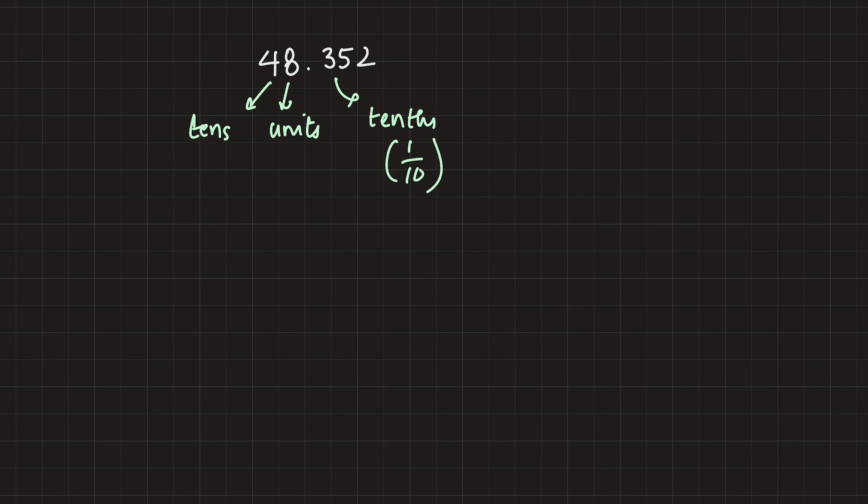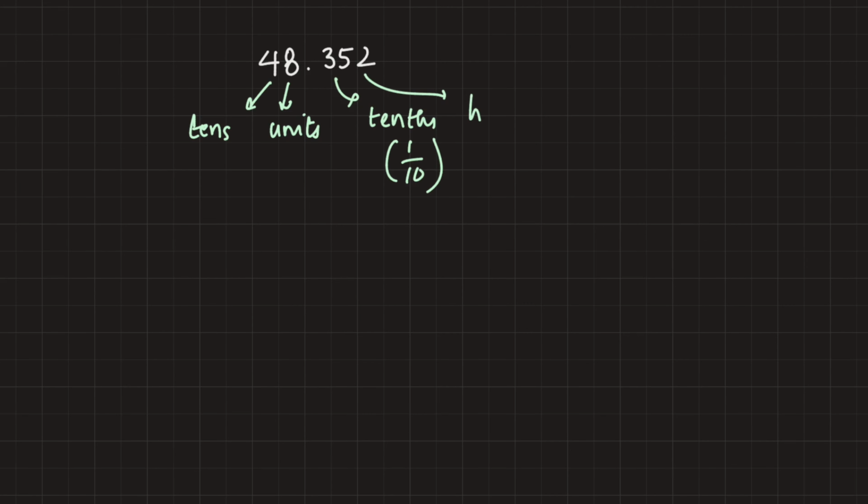Let us see another example. Say we have the number 48.352. So this can be broken down because 4 in this case is in tens place, 8 is in units place, 3 is in tenths place, so we would have to multiply it with 1 by 10.